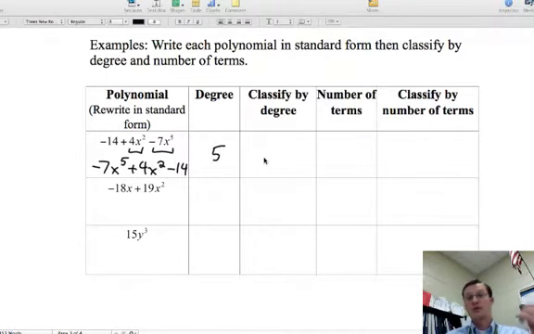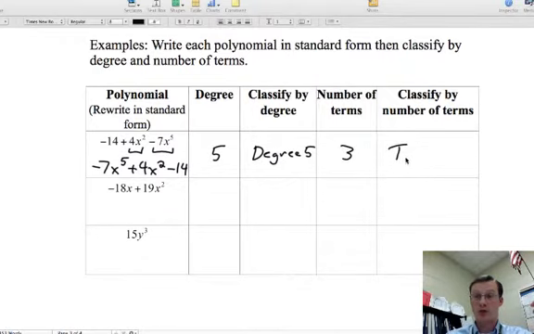Now you remember, degree 0 is constant, degree 1 linear, degree 2 quadratic, degree 3 is cubic, degree 4 quartic, and then we have degree 5, degree 6, and so on. So this is going to be degree 5. How many terms does it have? We have 1, 2, 3 terms, and that's a trinomial.